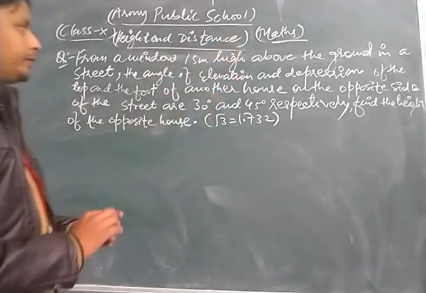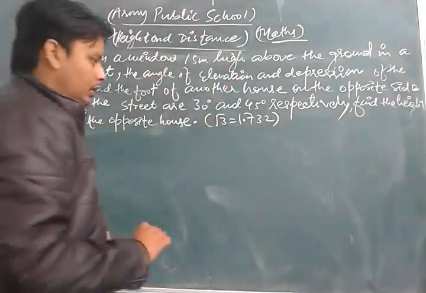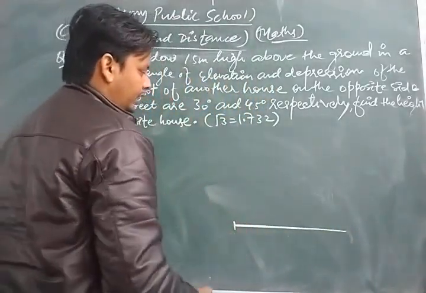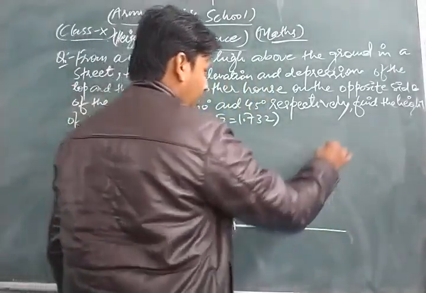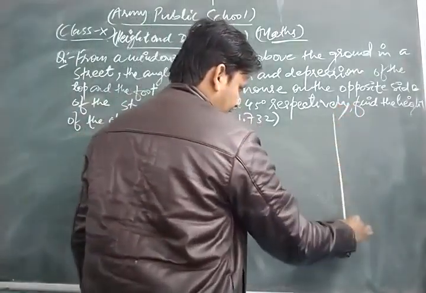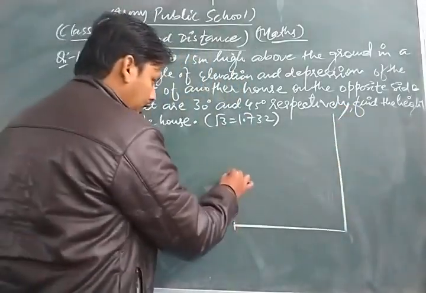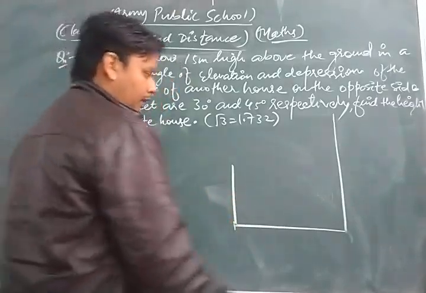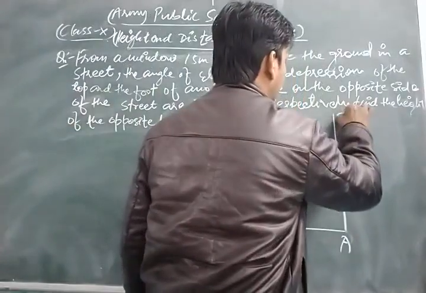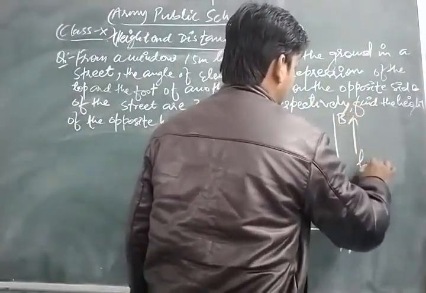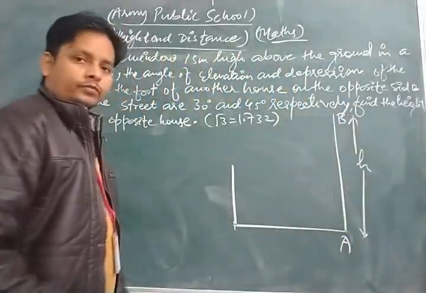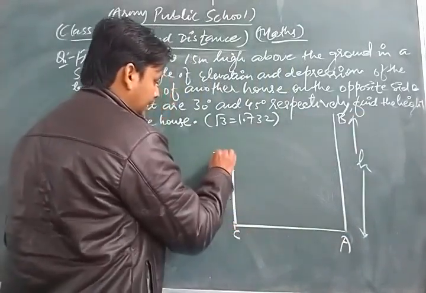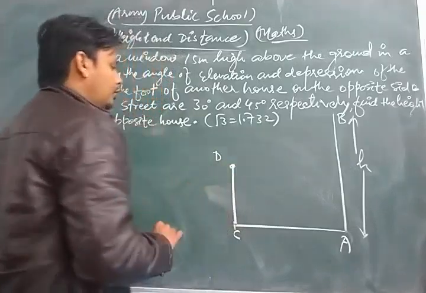Look, from a window 15 meter high above the ground, first of all, we draw a horizontal surface. This is the street. Now, one house is on that side and one house is on that side of the street. This is the other house. This is the big house, and its height we take as H, and that one we take as CD. D is the position of the window.